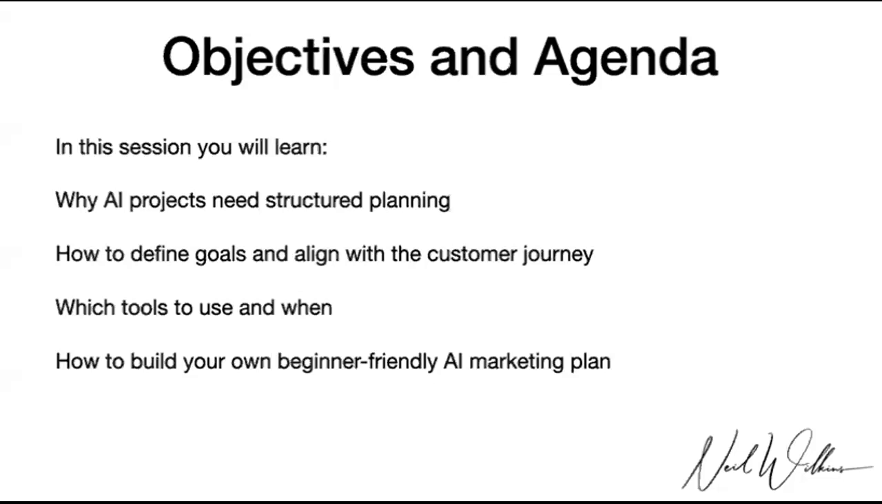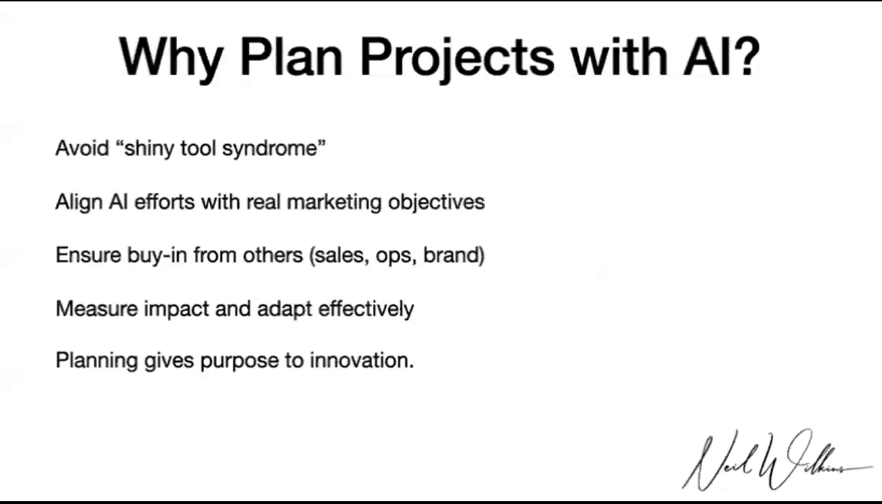We're going to look at how to define goals and align these with the customer journey, which tools to use and when within the customer journey and within certain elements of campaigns, getting those tools, those AI assistants and agents to work together to enable really, really effective returns on investment of the kind of projects that we're running. And also how to build your own beginner-friendly, I guess you could call it, AI marketing plan. So we're going to keep things very high level. We're going to go into some of the tools, but we're going to make this very action-oriented because this is key. It's about getting started and exploring and experimenting with some of these tools.